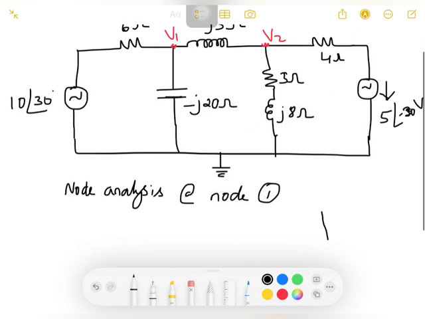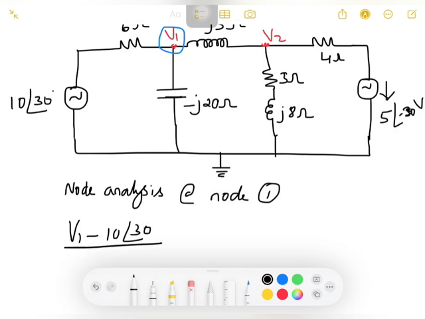So there are two voltage sources. If you look here, one over here, another is V2. There are two voltage nodes, right? We'll write the equation for that. It will be V1 minus 10 at angle 30 degree divided by 6. So we're writing a KCL. Obviously we're writing a KCL.